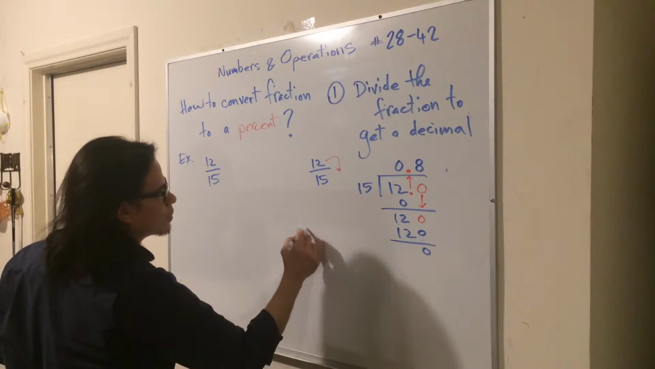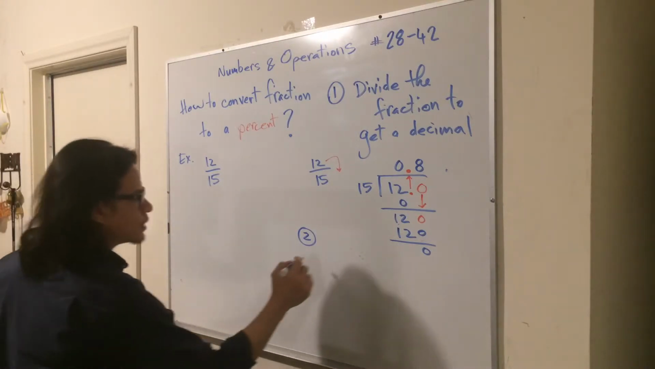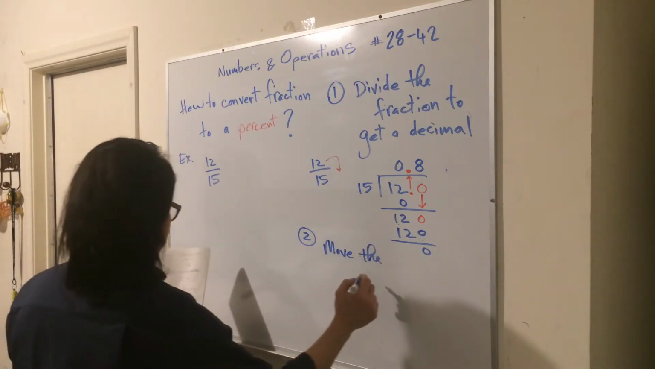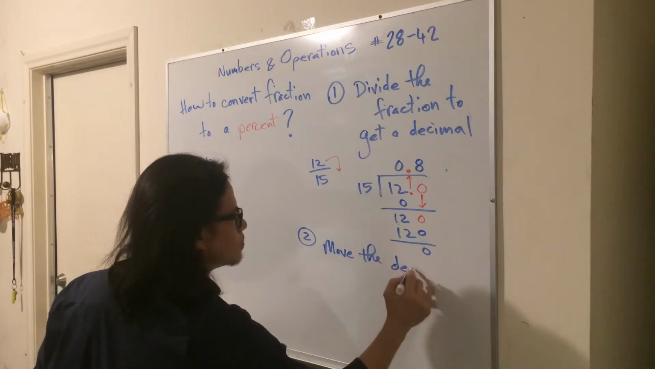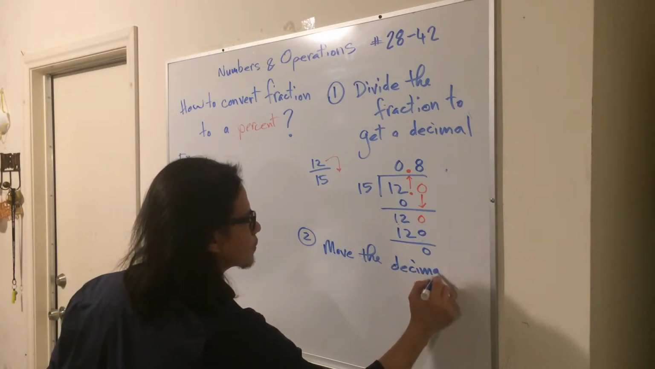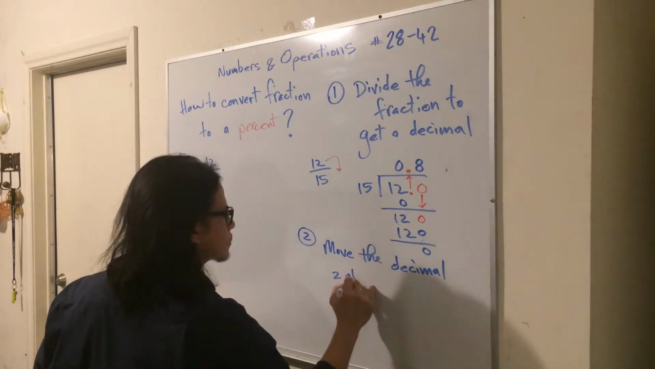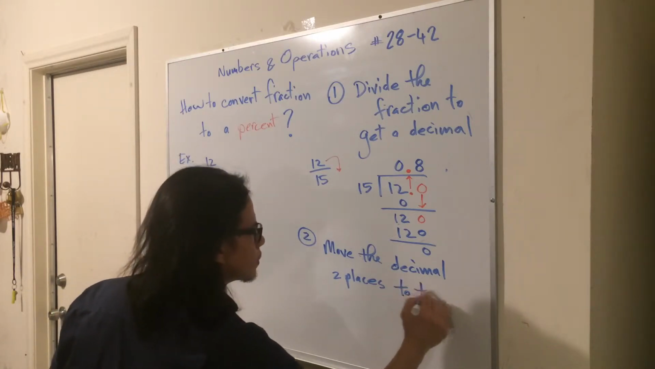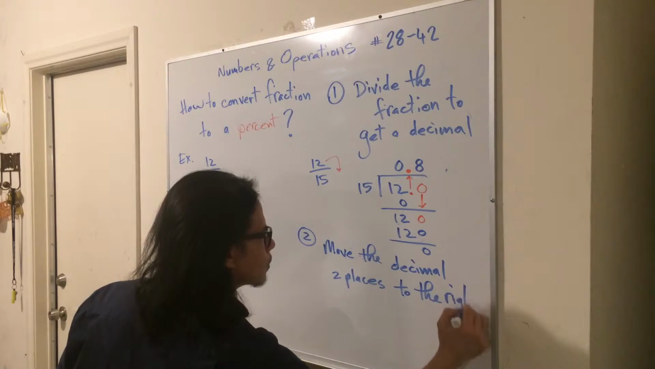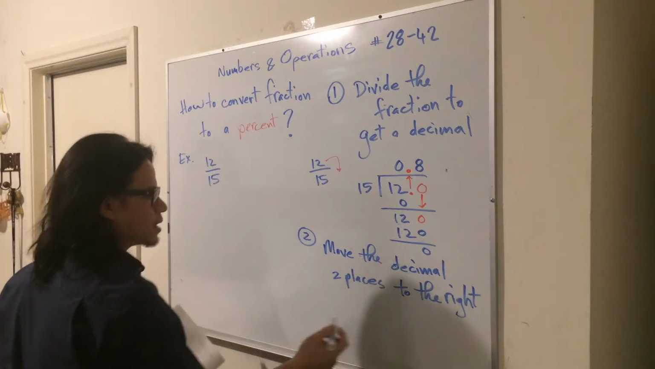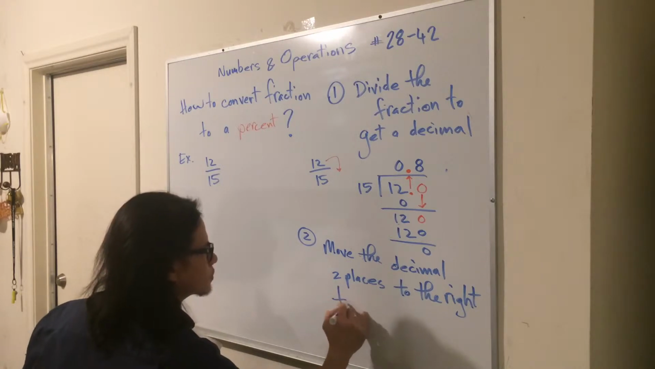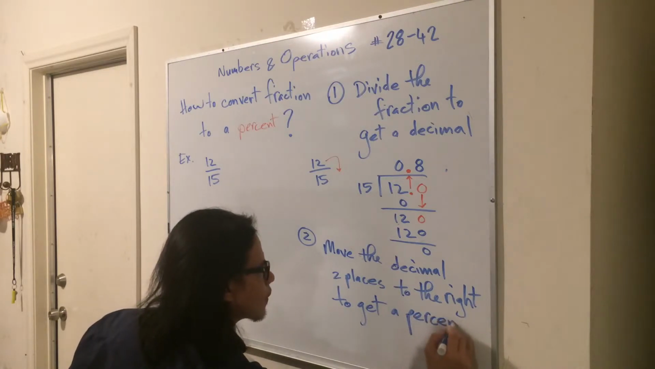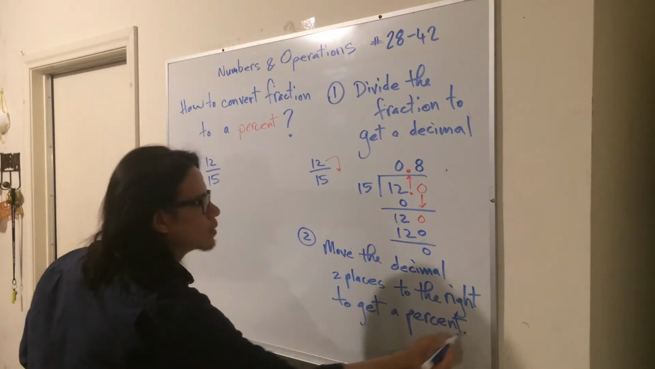So step 2, we're going to need to move the decimal place. Move the decimal 2 places to the right to get a percent. Highly recommend you write this down so that you remember it.